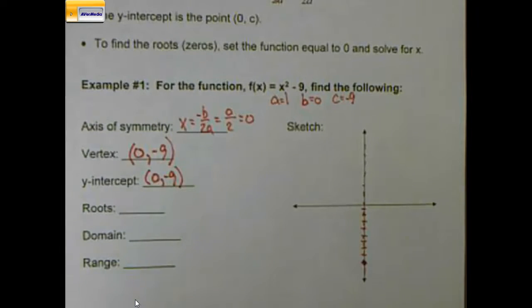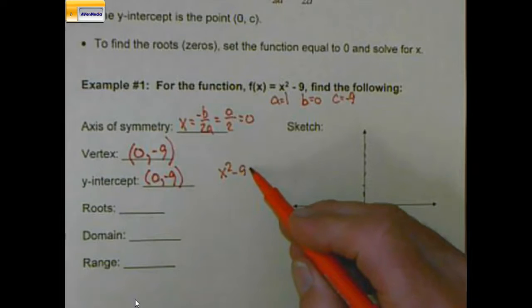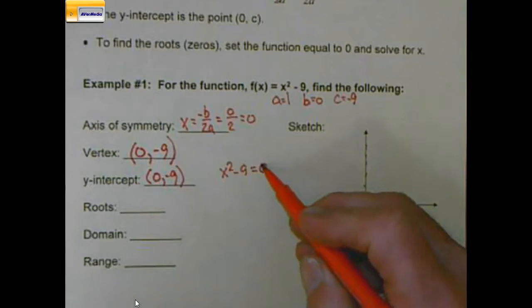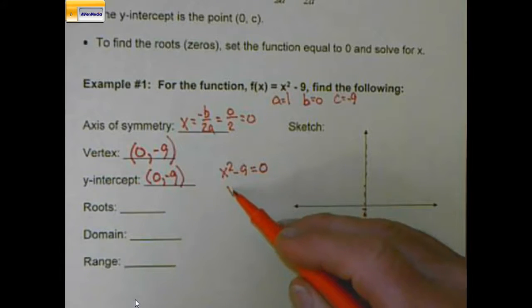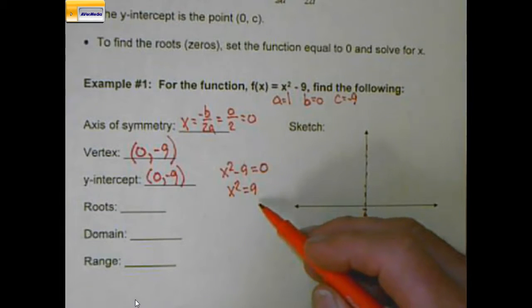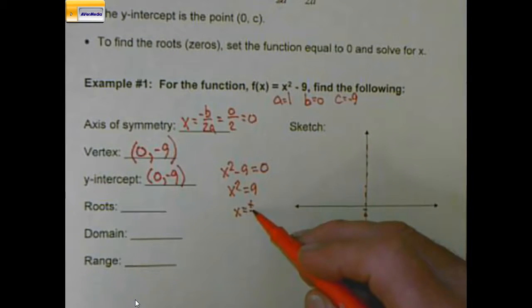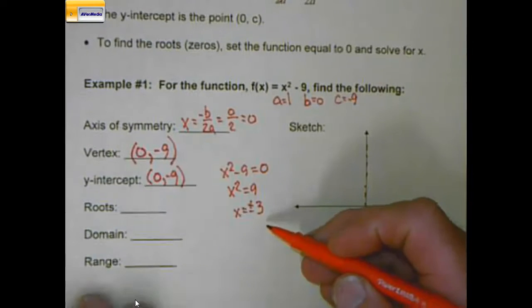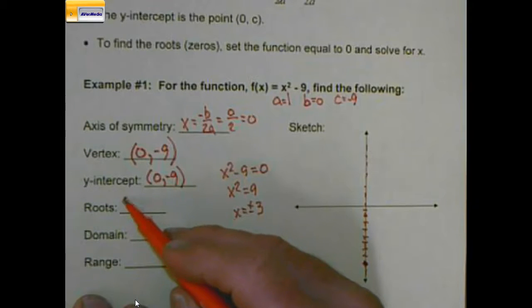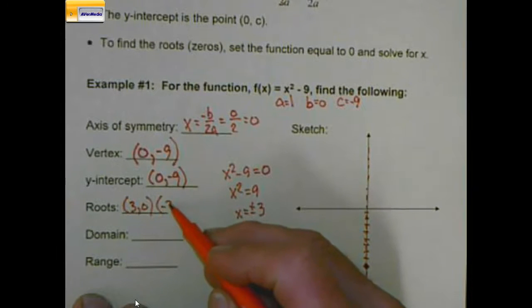Next on the list, we need to find our roots. And the way we find our roots, we set our equation equal to 0. So we're going to set x squared minus 9 equal to 0. Okay. The easy way to solve this equation is to add 9 to both sides, and you get x squared is equal to 9. You take the square root of both sides, and you find that x is equal to a positive or a negative 3.